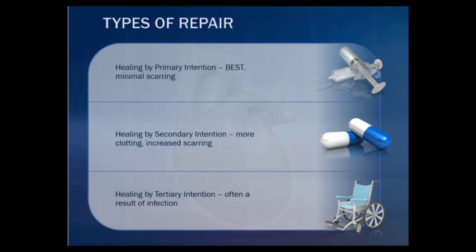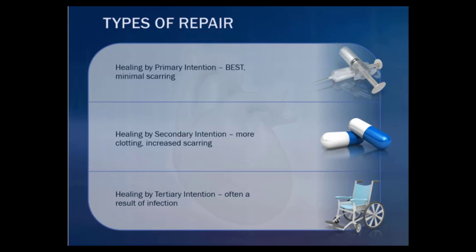scarring. When our body is not able to heal by primary intention, then it heals by secondary intention. And in this case, we would see more clotting. So anytime you're injured, the larger surface area of clotting that you see, the more likely you are to have secondary intention healing.